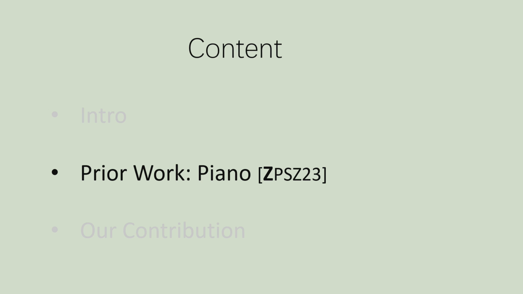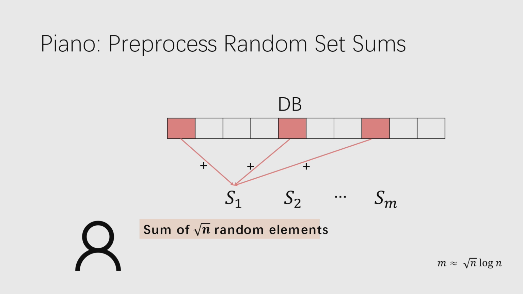Now let's talk about the technical part. I will introduce an existing work, Piano. This was published at this year's S&P, and this is also one of my papers. So let's get started. In Piano, the preprocessing works like this: the client will sample some random sets, S1 to Sm, and each set will contain square root of n random elements, or random indices. And the client will preprocess the sum of those elements in the database.